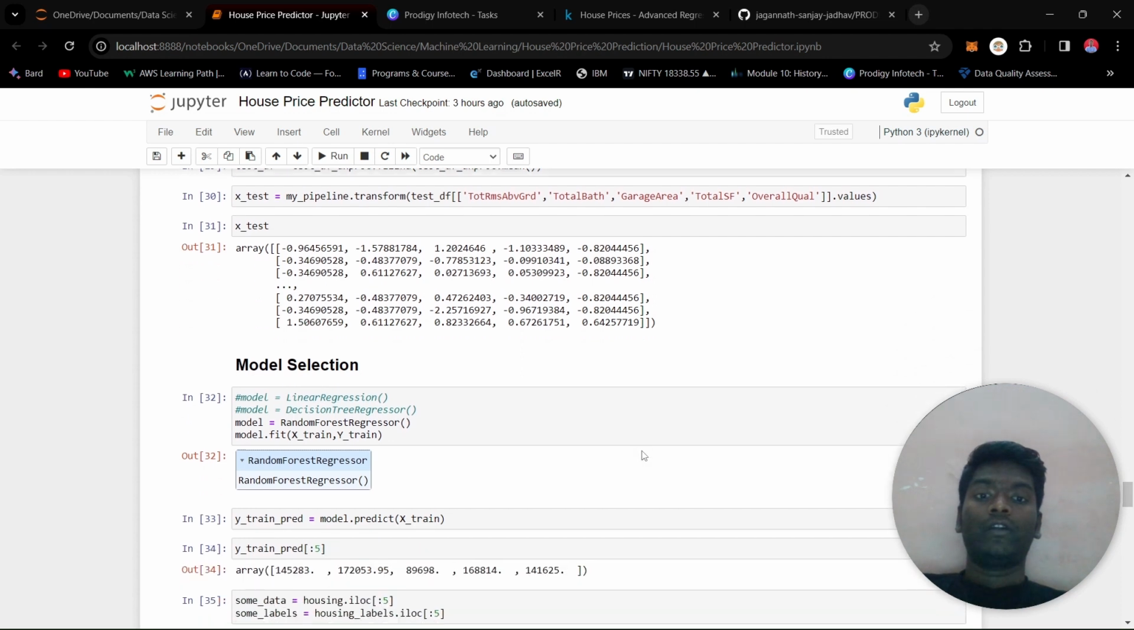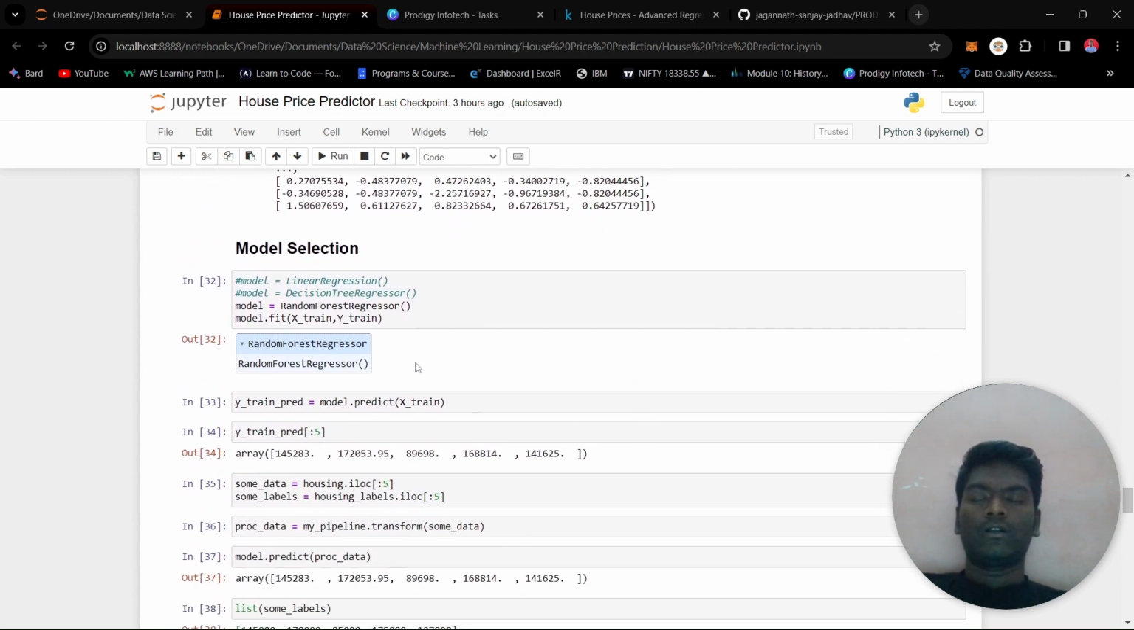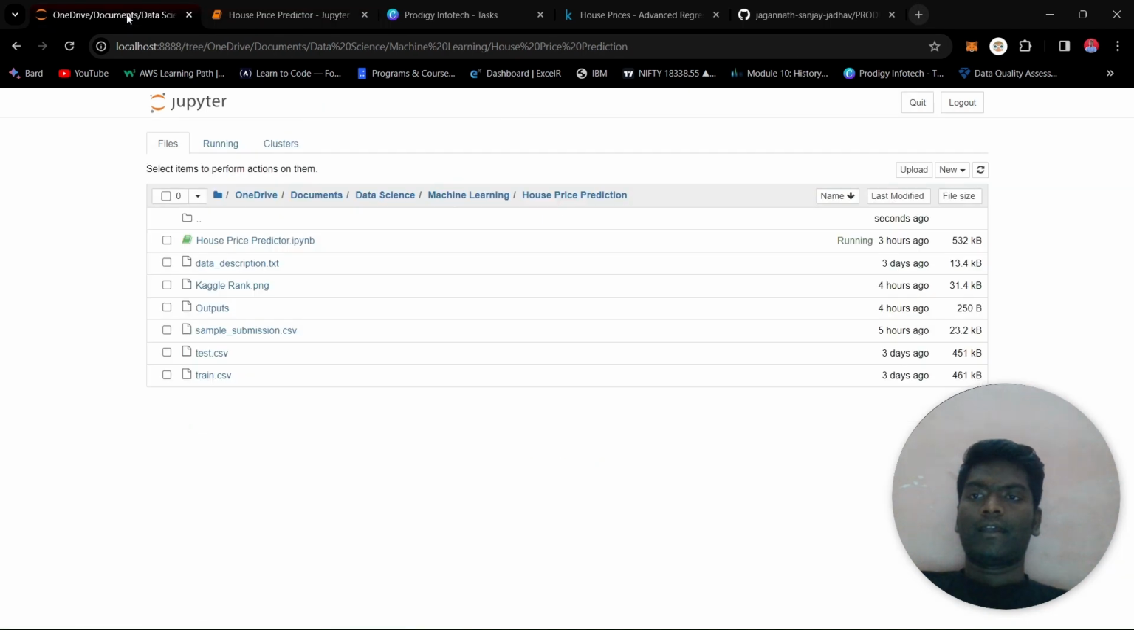Now is the part where we are going to feed the model with the data set. Here I have three models: linear regression, decision tree regressor, and random forest regressor. Each and every model works in a different way. I have kept three models to compare them for the best performance. I found out that random forest regressor was performing better than these two. So I have created an outputs.txt. I'll show it to you later on.